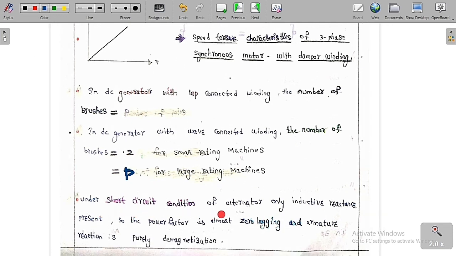Under short circuit condition of alternator, only inductive reactance is present. So the power factor is almost zero lagging and the armature reaction is purely demagnetizing. This concept I have already told you.